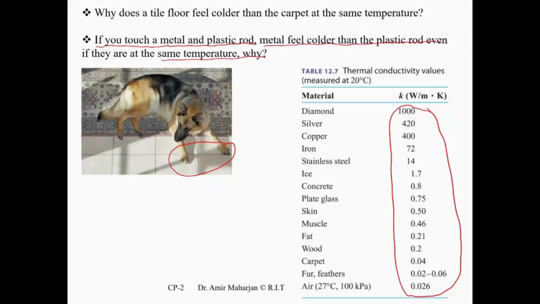So that's it. That's all about conduction, and then I'll be showing you many sample problems.